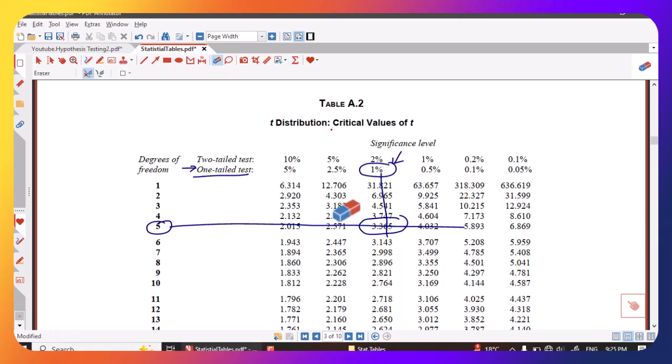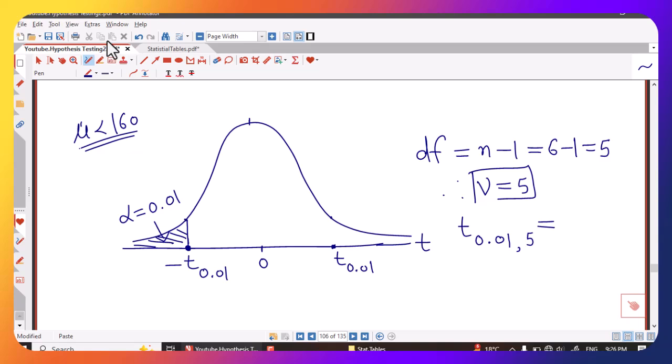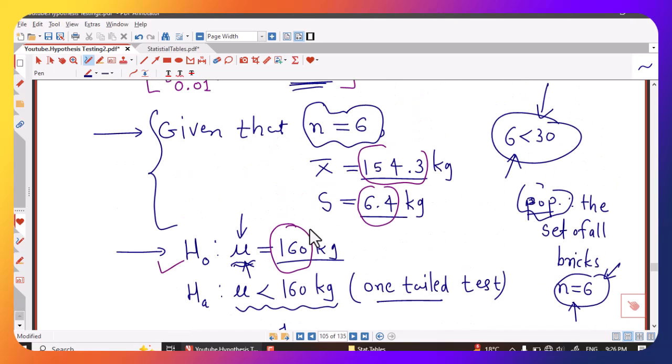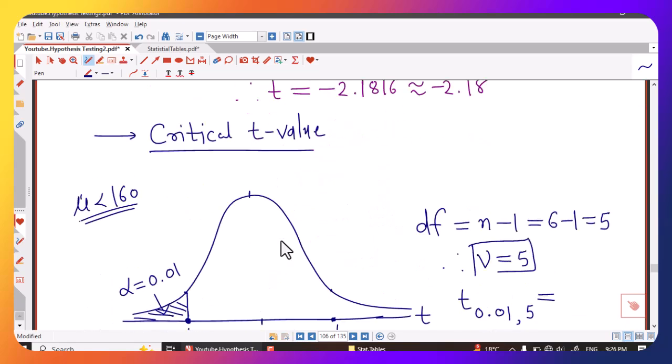So if we remove these two lines we have 3.365 as the critical value of t distribution here, and that is also given in the question. Sometimes they provide the table value. If it is provided, then we need not use the t distribution table. I have just explained the use of the t distribution table. So the value of t distribution at 1% level of significance and 5 degrees of freedom is 3.365.